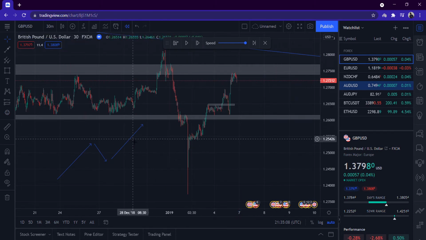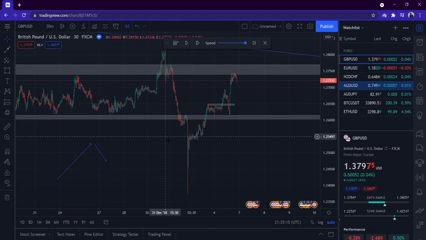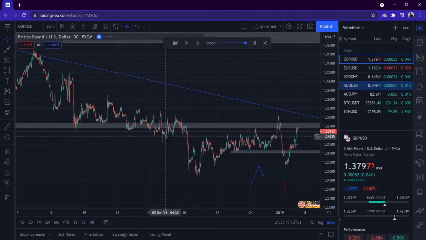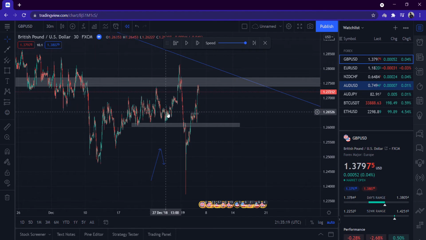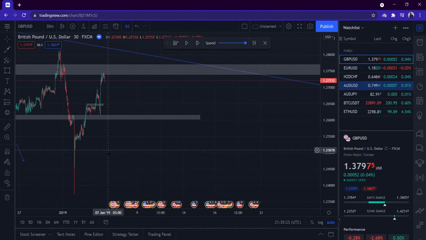What are we dealing with right now? Let me leave them there. They don't really affect us, but okay. Yeah, so this is what we're looking at. We are in a bullish market right now. What day are we on right now? We are on the 4th of January.